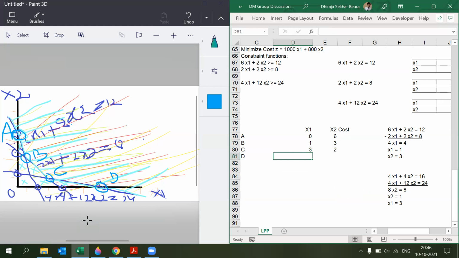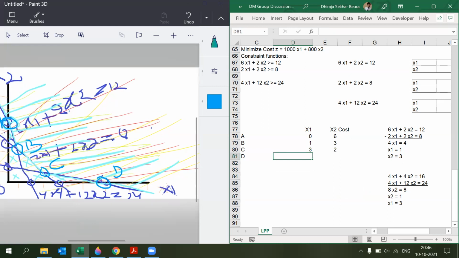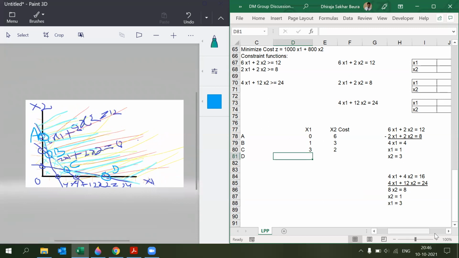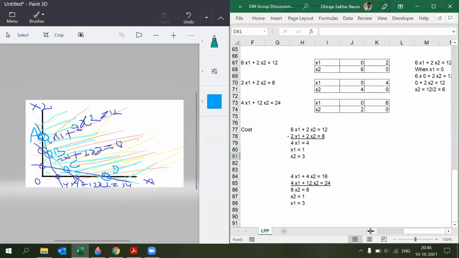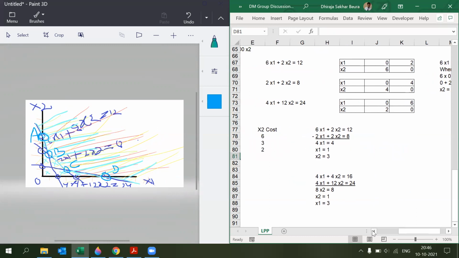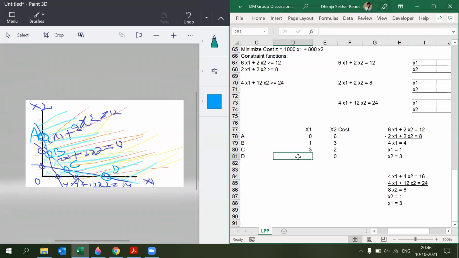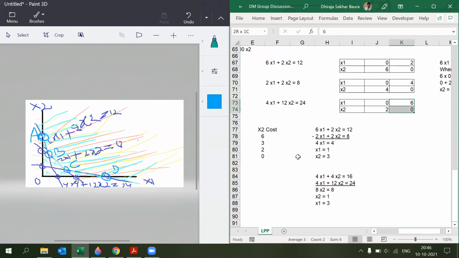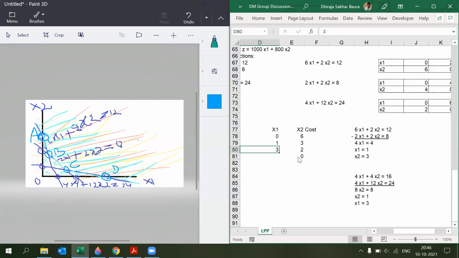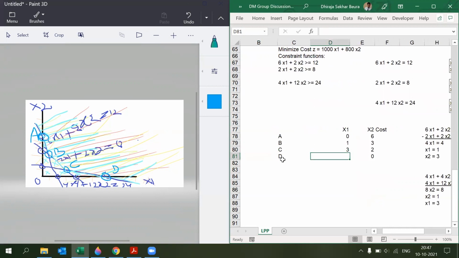And at point D, can somebody tell how much is the value? x2 is 0 anyway. Sorry, come again. Is it hitting the origin? It's the x-axis. So x2 is 0. Yes, you are right. x1 is 6. You have already calculated it in the coordinates. So for this, you don't need to calculate anything. Whichever is intersecting the x-axis or y-axis, that's very easy to figure out.